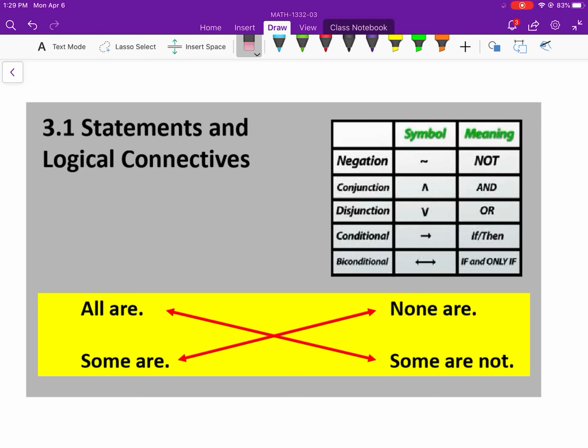The upside down V is conjunction, that stands for and. Disjunction looks like a V, and that means or. Conditional is one arrow, and that's an if-then statement. So if this occurs, then this must occur. And biconditional is a double-sided arrow. This means that it's if and only if.